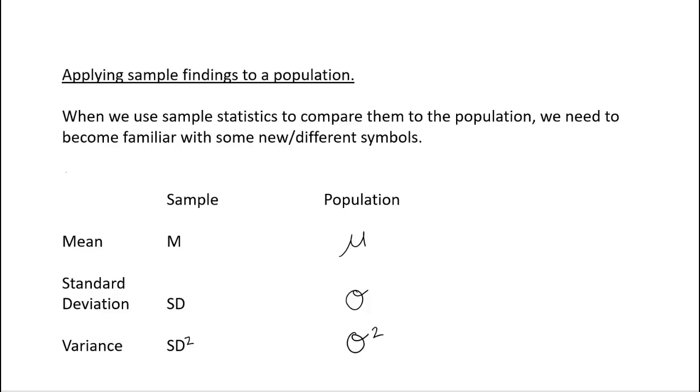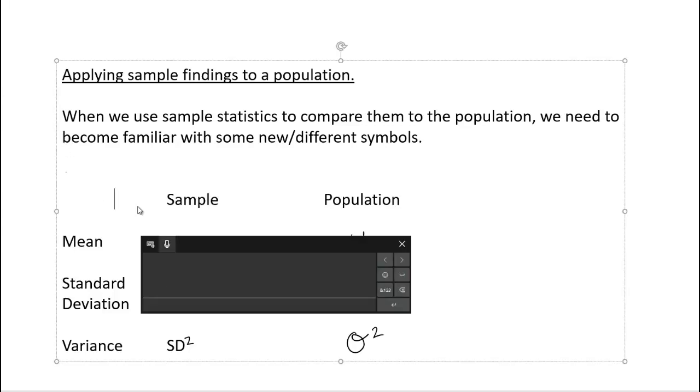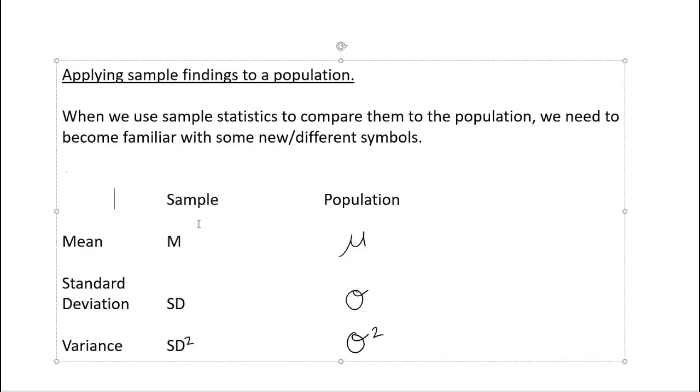Now, when we talk about a sample and a population, we're talking about 2 different sets of symbols that mean the same thing, but we have to keep them separate because we can calculate the mean of a sample and the mean of a population. For example, we can have the mean of a sample, and that is a capital M, and the mean of the population is a capital mu. That's mu, a Greek letter.